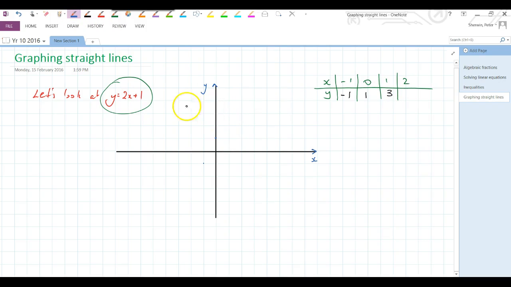So how do I plot that? I go to 1 on x, which is 1 across, and 1, 2, 3 up. There we go. And if I'm doing this right, they should all lie in a straight line, which they do. Let's just check with 2. When we put x equals 2 in here, we get 2 times 2 is 4, plus 1 is 5, so y is 5. So when x is 2, 1, 2, 3, 4, 5 is our point, and look at that, a straight line.